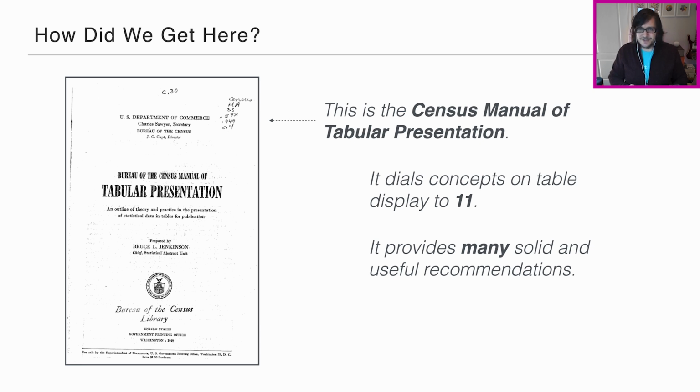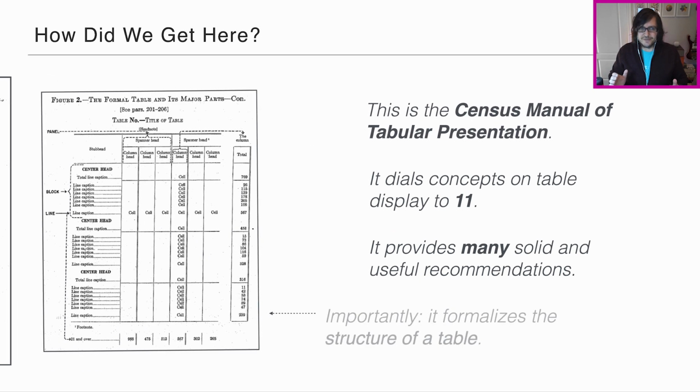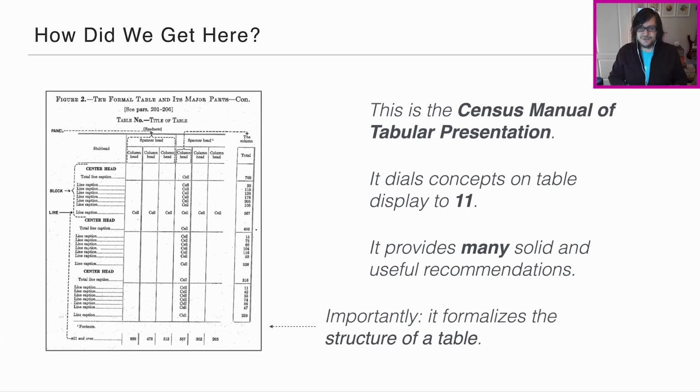It's a pretty old one, but it's a great one. It's the Census Manual of Tabular Presentation. What does it do? Well, it essentially dials the concepts on table display to 11. It provides many solid and useful recommendations. It has nearly 300 pages of just table stuff, which is really great. The most important thing is right away, it formalizes the structure of a table.